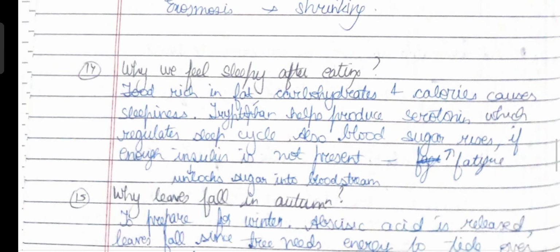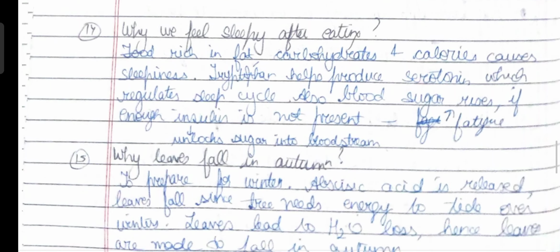Next, why do we feel sleepy after eating? So what happens if we take a diet which is rich in fat, carbohydrates or calories, then it starts inducing sleep. Why does this happen? Because if the food contains a lot of tryptophan, tryptophan is an amino acid which in turn helps in the production of serotonin, and serotonin is an enzyme which regulates the sleep cycle. If the serotonin levels increase, it starts inducing sleep.